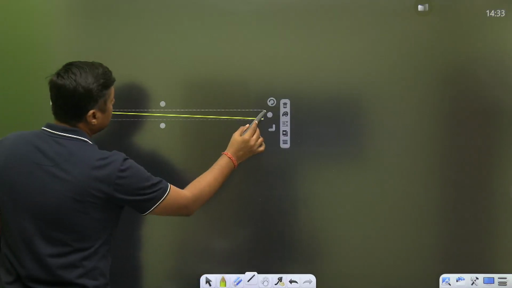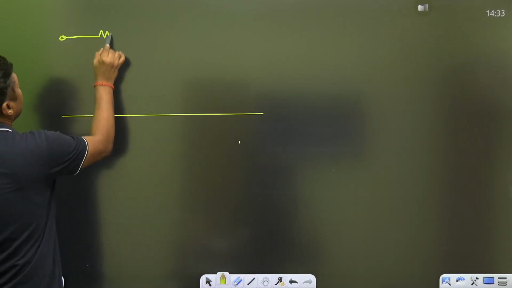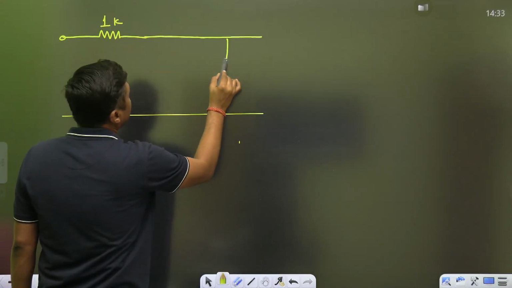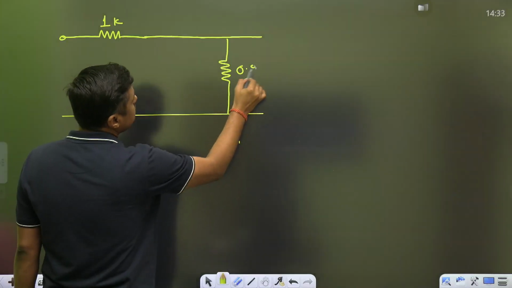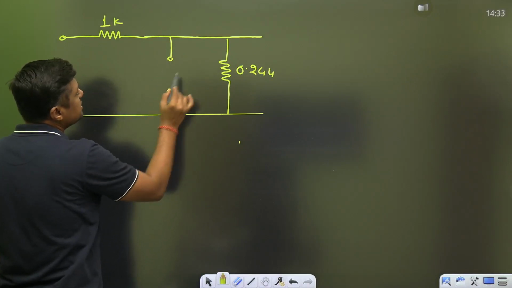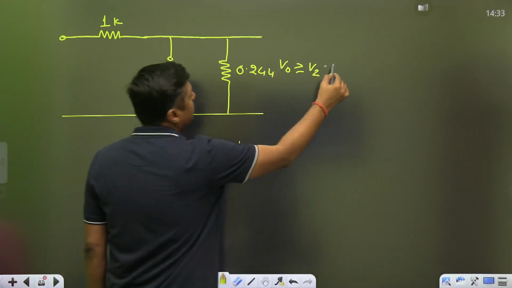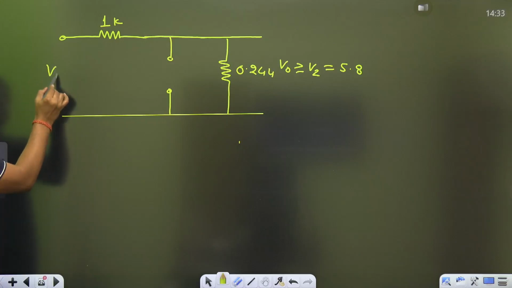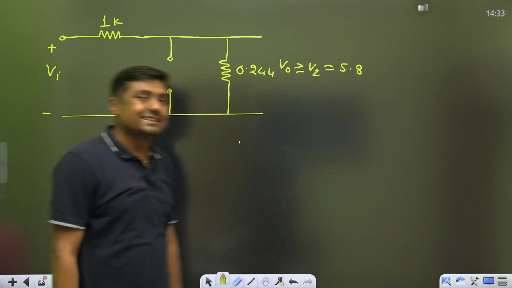If you take this RL minimum, what is the value of the RS given in the question? 1 kilo ohm. If this is the RL minimum, what is the value? 0.244. And just to check the Zener diode, it should be in the breakdown region. So what is the V0? V0 should always be greater than or equal to what? VZ, that is 5.8 volt. For the full range of Vi, from minimum to maximum, the Zener diode will remain in the breakdown region.